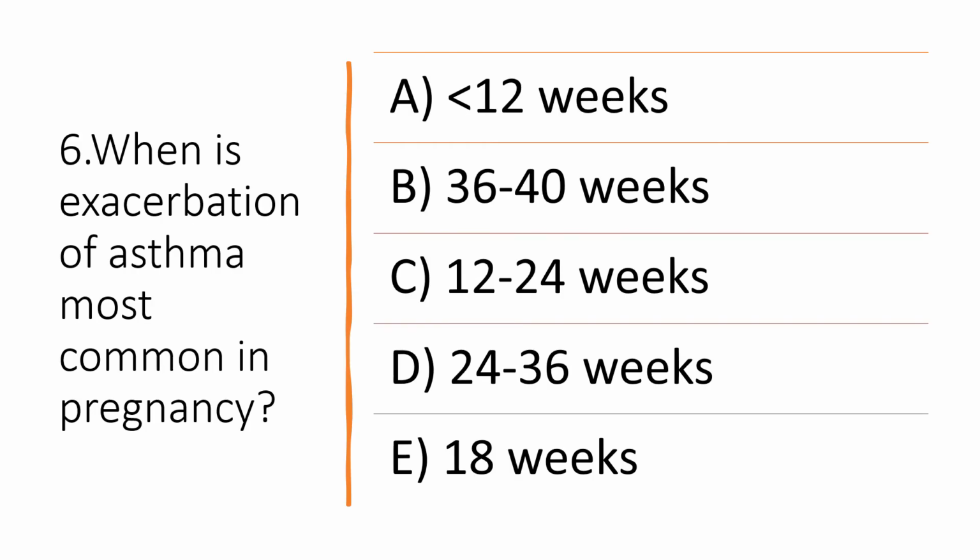Number 6, when is the exacerbation for asthma most common in pregnancy? Is it A, less than 12 weeks, B, 36 to 40 weeks, C, 12 to 24 weeks, D, 24 to 36 weeks, E, 18 weeks? And the answer is D, 24 to 36 weeks.